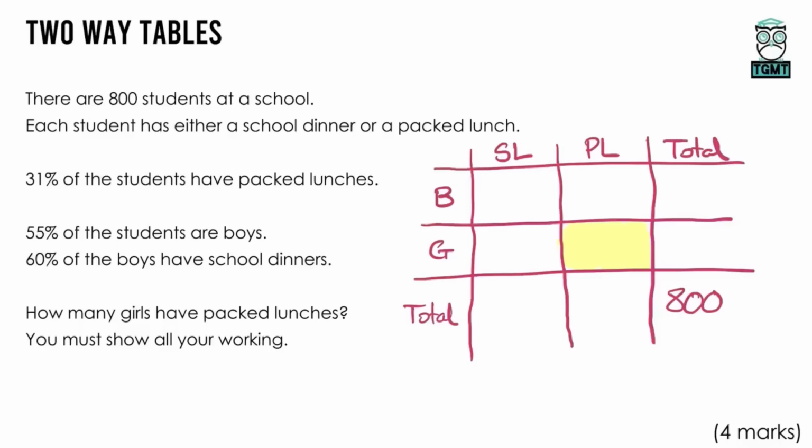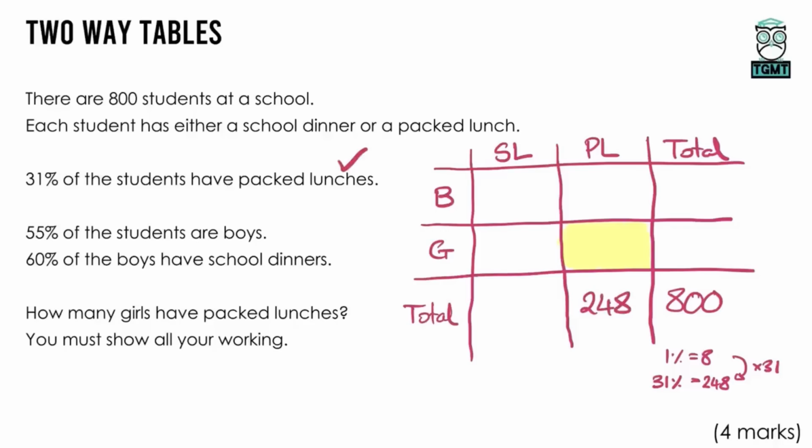Now, whenever I'm using a calculator, I'll always go for 1%. So I'll divide by 100, which will give me 1%. So 1% is equal to 8. We want 31%, so I'm going to times by 31. That'll tell me how many have packed lunches. I'll do that on the calculator, and that comes out as 248. So there are 248 students here that have packed lunch.